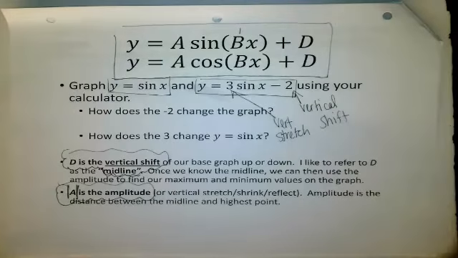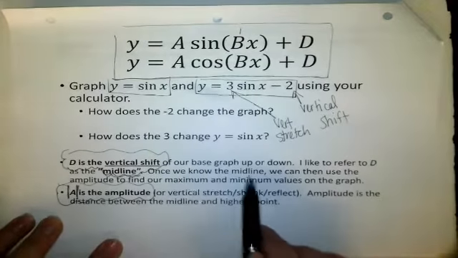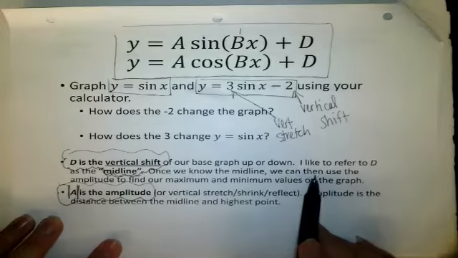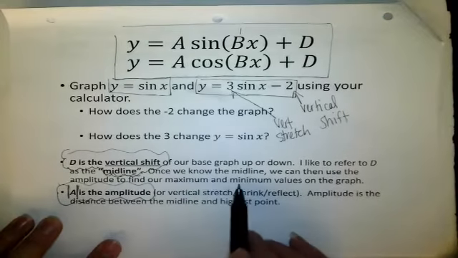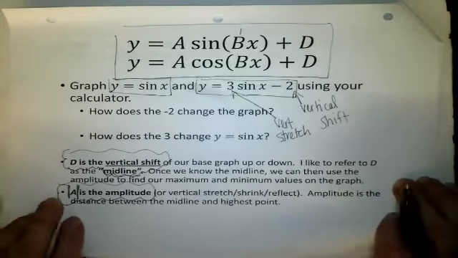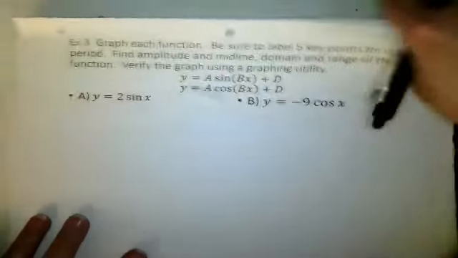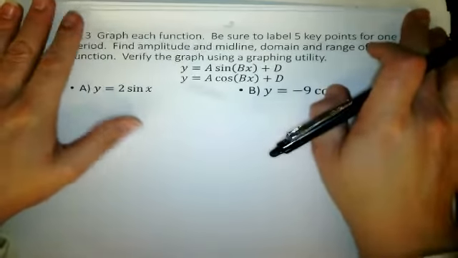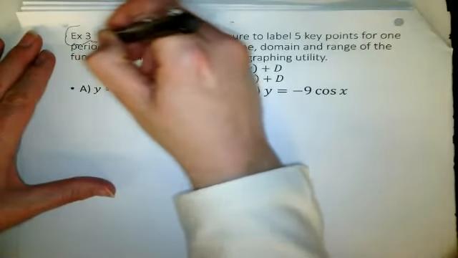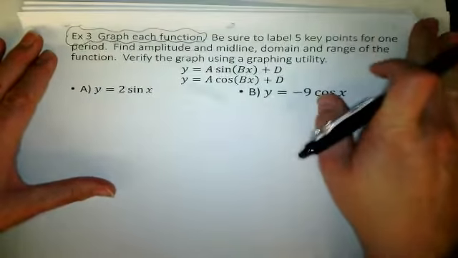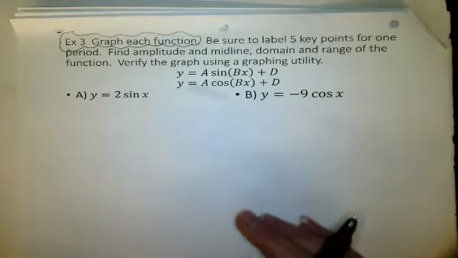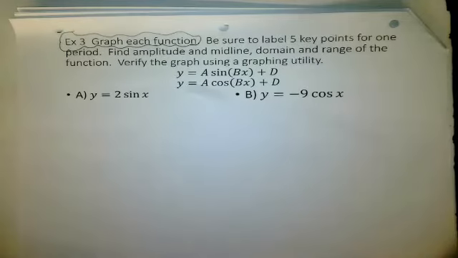So what we're going to do is graph the midline and then use the amplitude to find our maximum and minimum values. When I graph the midline, a lot of the time I'm going to use a dotted line, depending on where it is. You do not have to write all these words. Example 3, you're going to graph the function. You're going to graph the way I tell you to. Whatever I model, that's what you do.